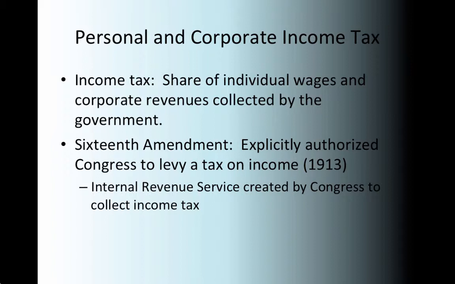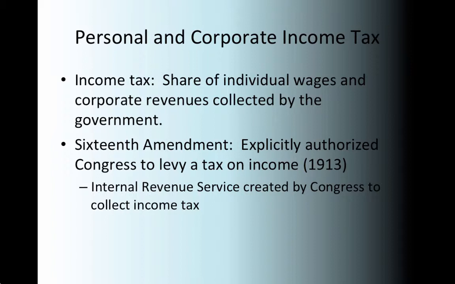And it was the 16th Amendment that allowed the federal government to do this, and this explicitly authorized Congress to levy a tax on income. And the 16th Amendment was ratified in 1913. After the 16th Amendment was passed, then there was the creation of the Internal Revenue Service, which was created to actually go out and collect these taxes.